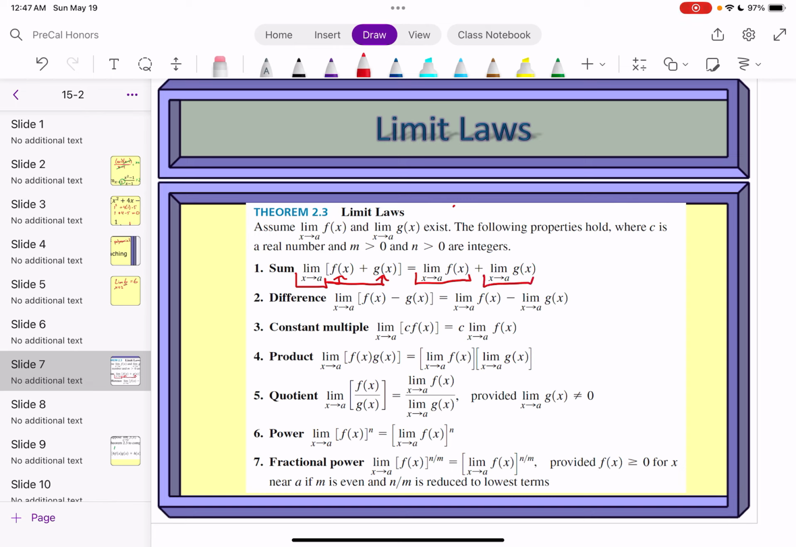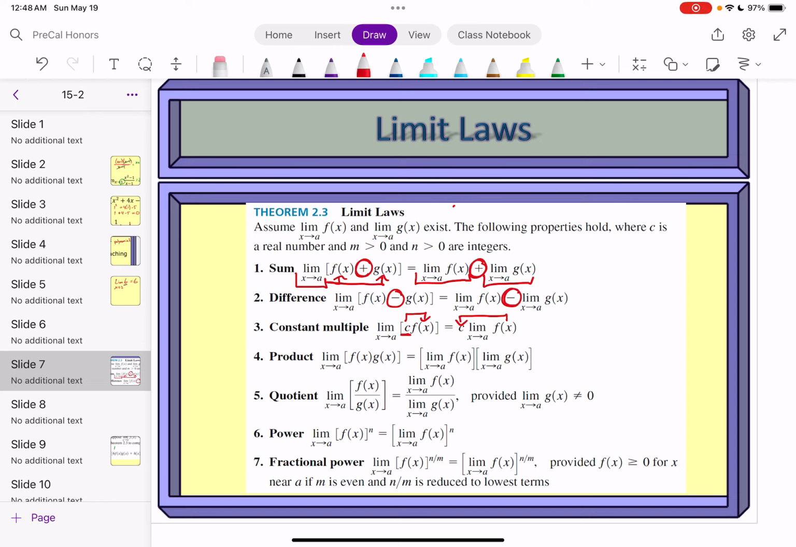Now, all we are doing is decompressing the actual original problem into two limits. Notice we are still doing the same operation that it says within it. Next one, the difference, same thing. We are breaking down the subtraction problem into two problems. Constant multiple. If you're multiplying a specific number against your function, it's just coming to the outside in front of your limit. For a product, you're multiplying the two limits against each other, and you can easily see that being done to the right-hand side.